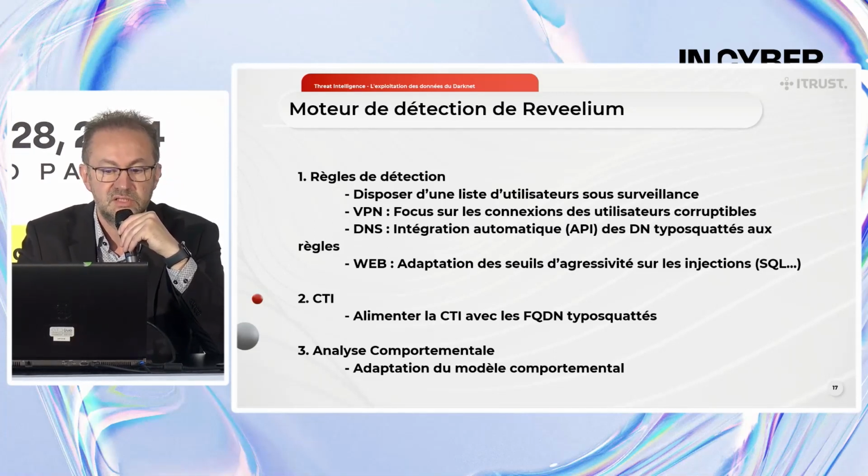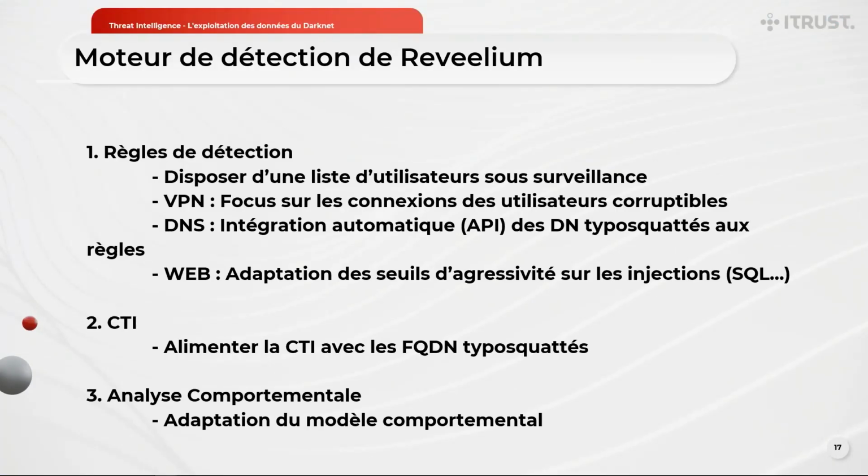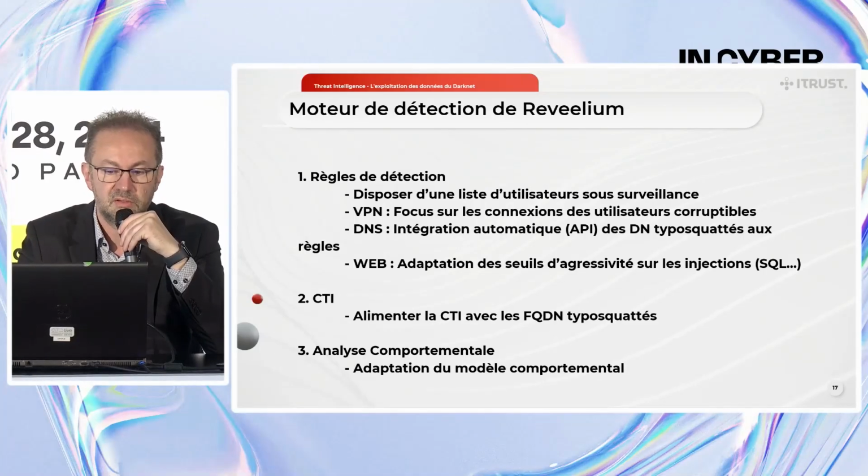With CTI, we can feed it in terms of behavioral analysis. It's a long-term analysis to see how you can adapt your model, this behavioral model, to be able to exploit the information. So these are simple examples of what can be done and how you can get the gross information and exploit it.